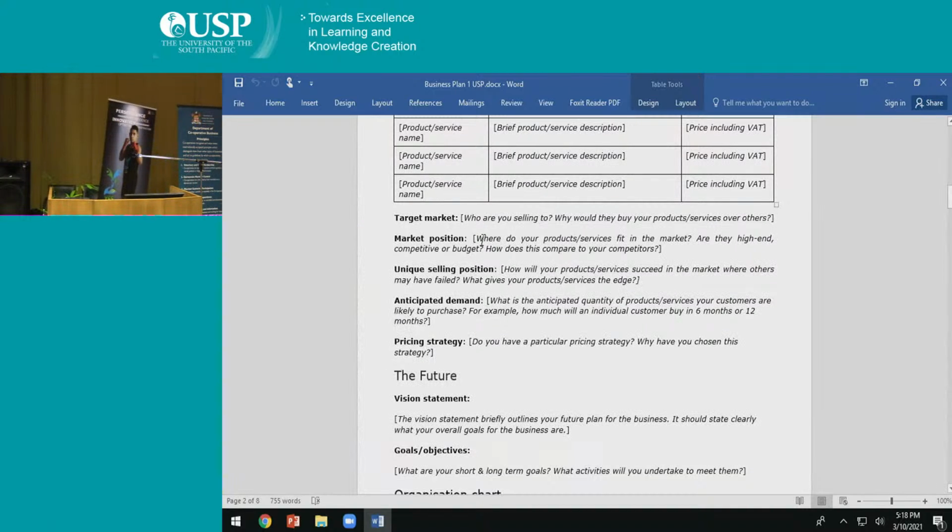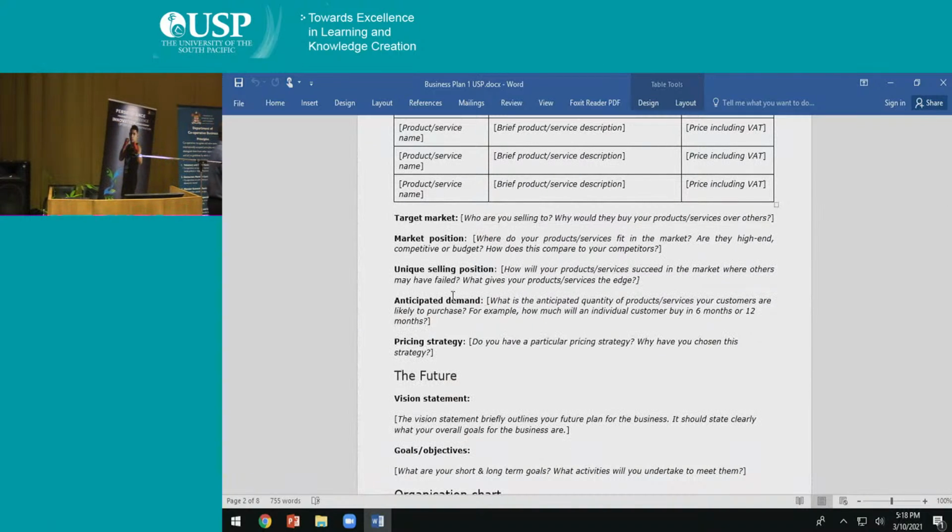Your target market, anyone else doing the same business? What market are you targeting? The general public? Everything to do with flowers, death, birthdays and weddings. Good. So that's where you write your target market. Make a description, please. Thank you very much.